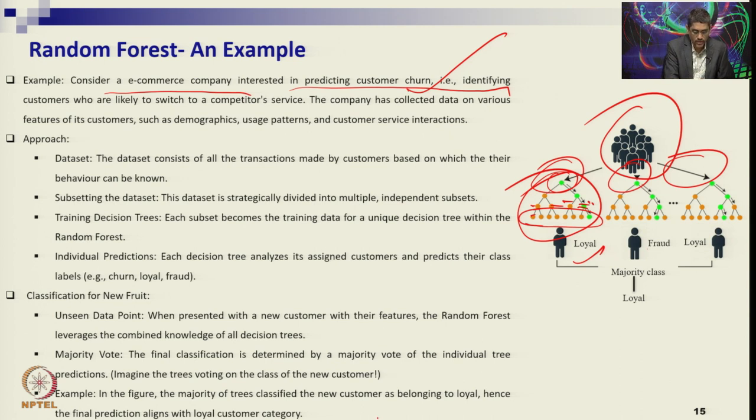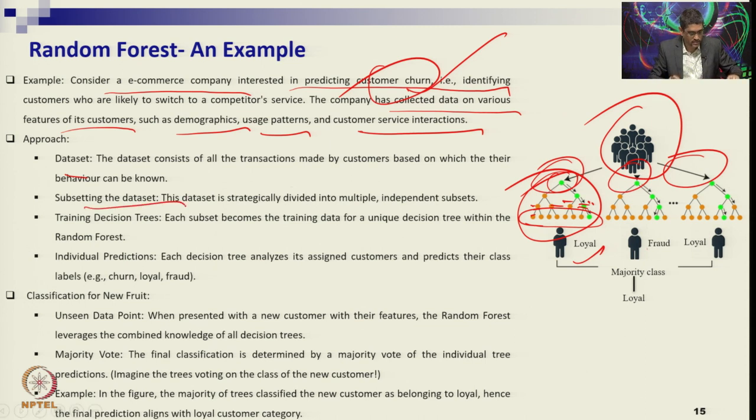Or in general. Then collect the data on the various features of the customer, such as demographics, usage pattern, and customer service interaction. All these things will be features, right? Then based on that, you label the data: the customer will churn or not. This is the final decision making, the label data. Now you can divide the data into parts, subsets, classify into different sample subsets, train them through decision trees, and take the prediction from each decision tree.